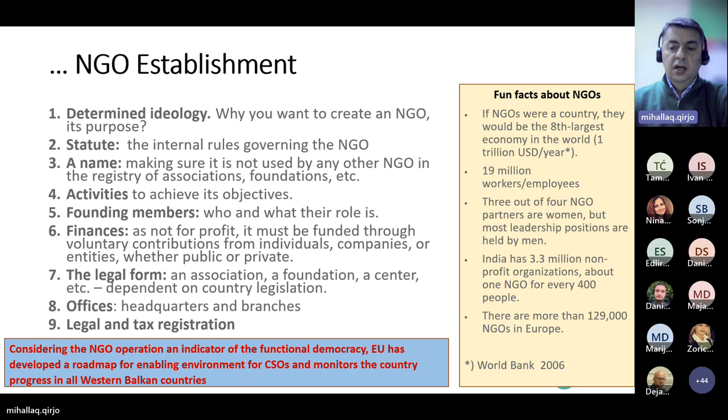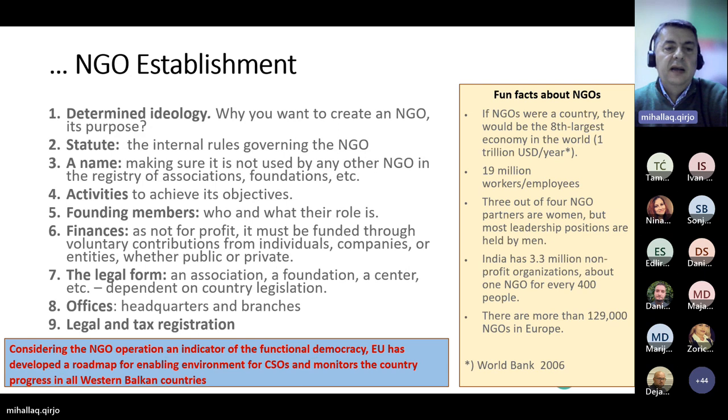And I also brought here some interesting facts about the NGOs. If the NGOs all together were a country, it would be, by economy, the eighth in the row of countries, with $1 trillion US dollar gross domestic product, if I may put it like that, budget. Altogether, there is an estimation of 19 million workers, and three of four NGOs are also led by women.